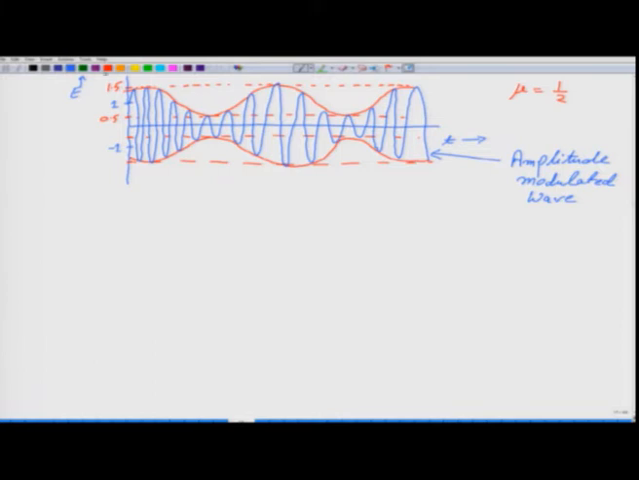Now let us see what happens when mu is larger than 1, and let us say it is equal to 3 divided by 2. And let us draw this figure again. So this is my vertical axis, that is my horizontal axis, here is time and here is the electric field. Now once again I am going to consider the electric field of the carrier, the amplitude of the carrier wave being equal to 1. Let me represent this by a blue curve.